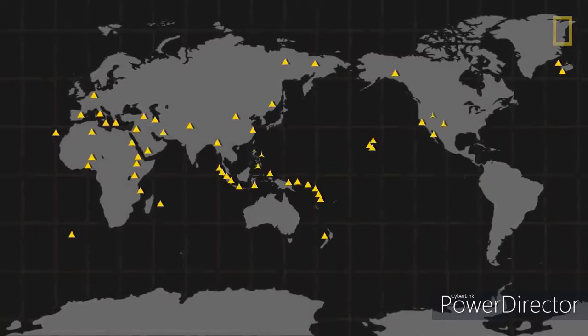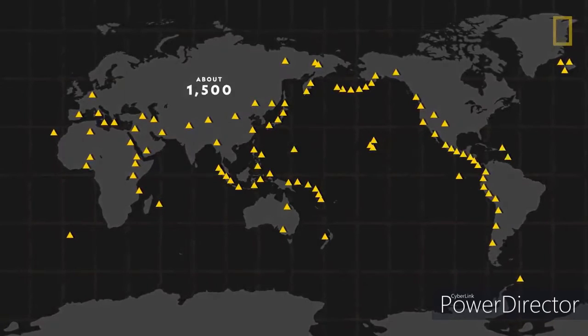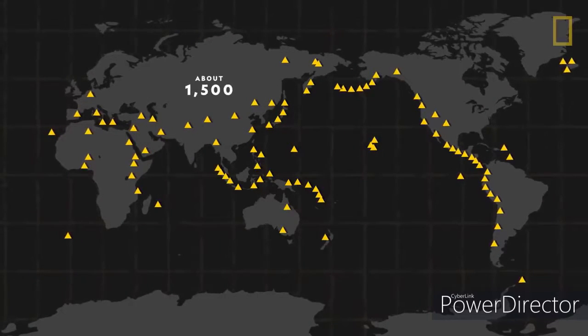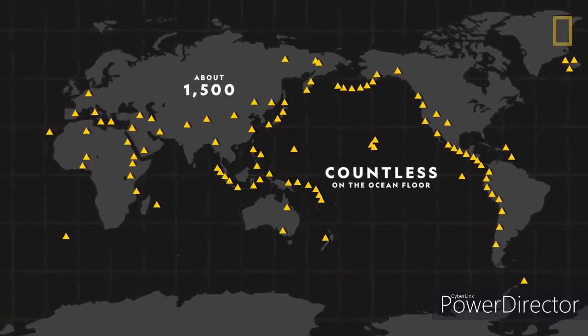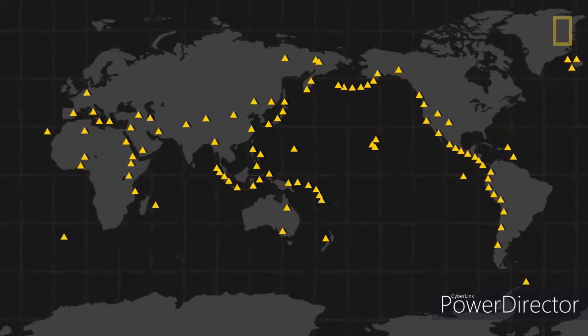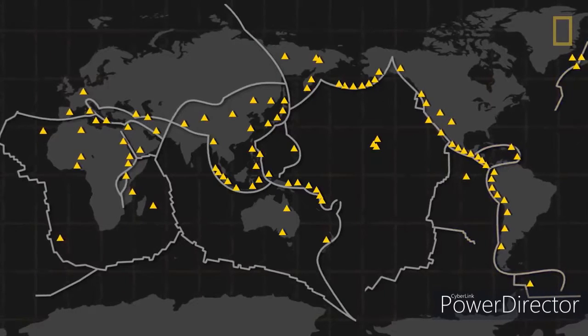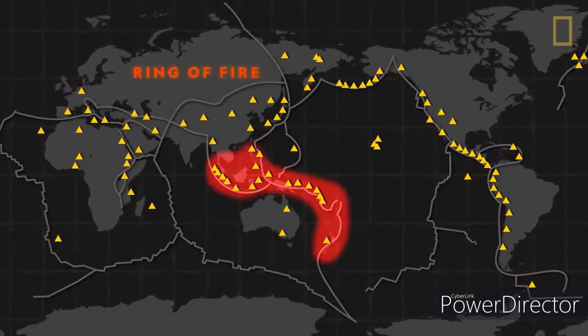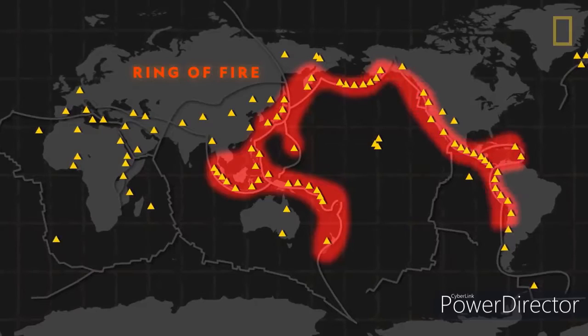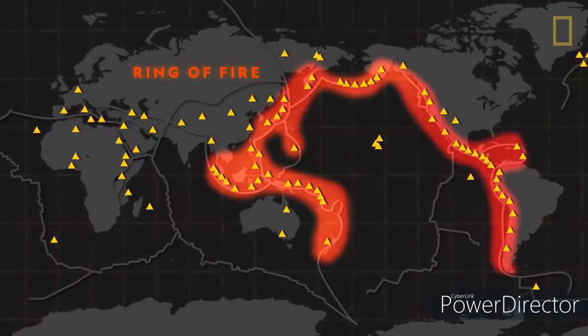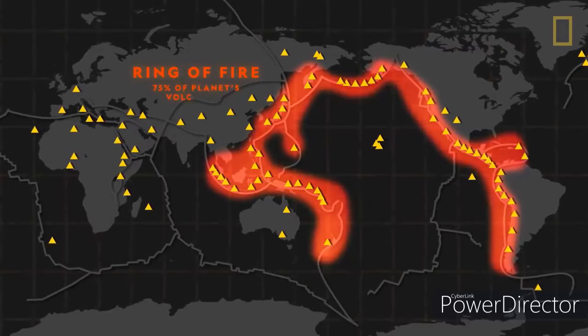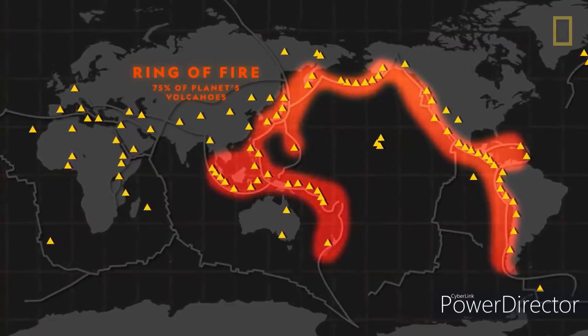Volcanoes are scattered across the planet. About 15,000 active volcanoes can be found across the world and countless on the ocean floor. Most volcanoes, whether on land or underwater, are located where tectonic plates meet. In fact, the Ring of Fire, a path that traces the boundary between several tectonic plates around the Pacific Ocean, contains about 75% of the planet's volcanoes.